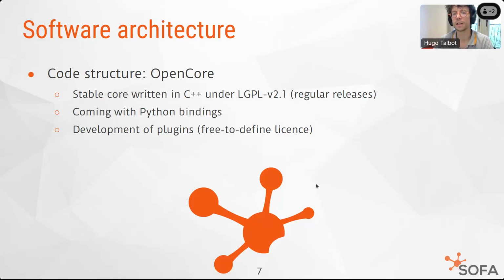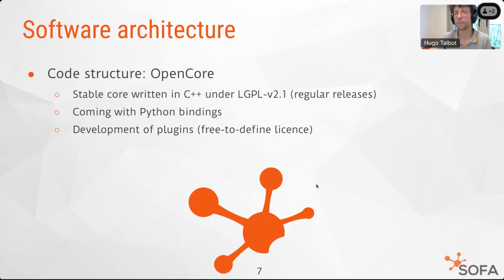The philosophy behind this LGPL license is really the fact that we aim at motivating the partners, including industrial partners, to make the C++ core of SOFA continuously improving. However, for everything which is key for the business of a company or has not been published yet for an academic partner, all that can be implemented into so-called plugins.